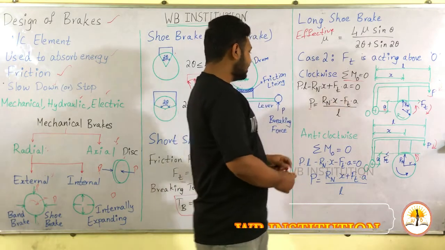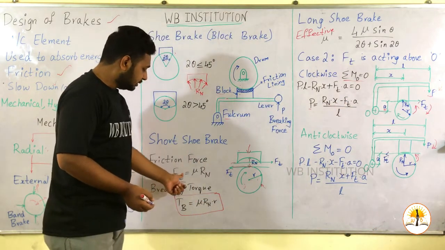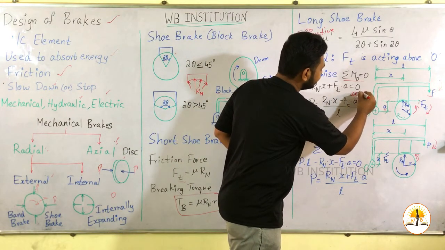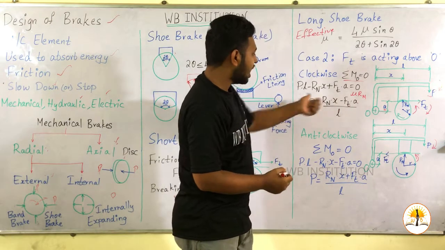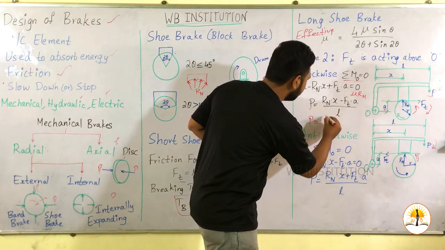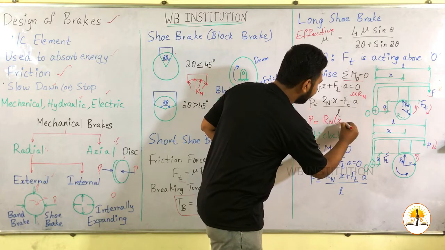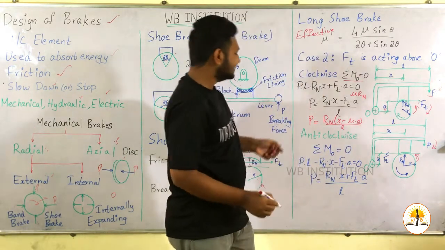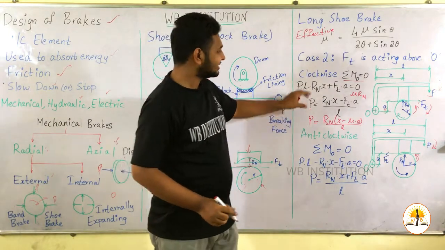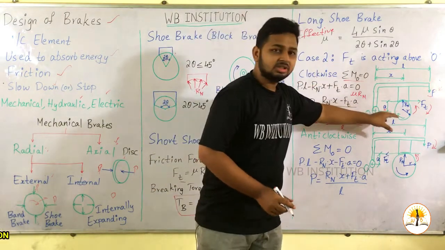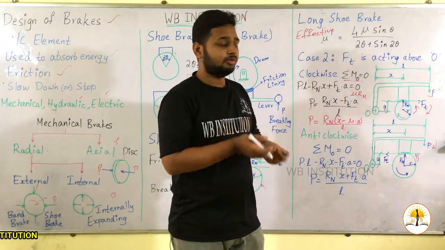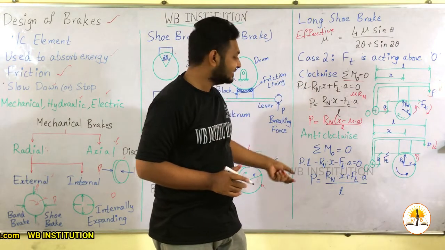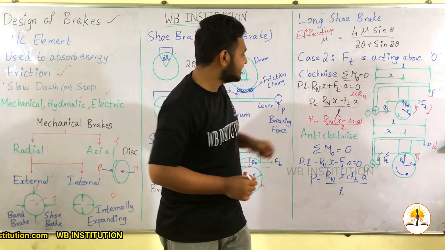Here Ft, which we have calculated before, is mu into Rn. So we can write Ft as mu into Rn, and if we take Rn as common, then we can write P equal to Rn into X minus mu into A divided by L. So this is the amount of force acted in this condition when the frictional force is acting at a height of A from the fulcrum point. So that is for the clockwise condition. In the same way for the anti-clockwise direction, only the symbol will be changed.